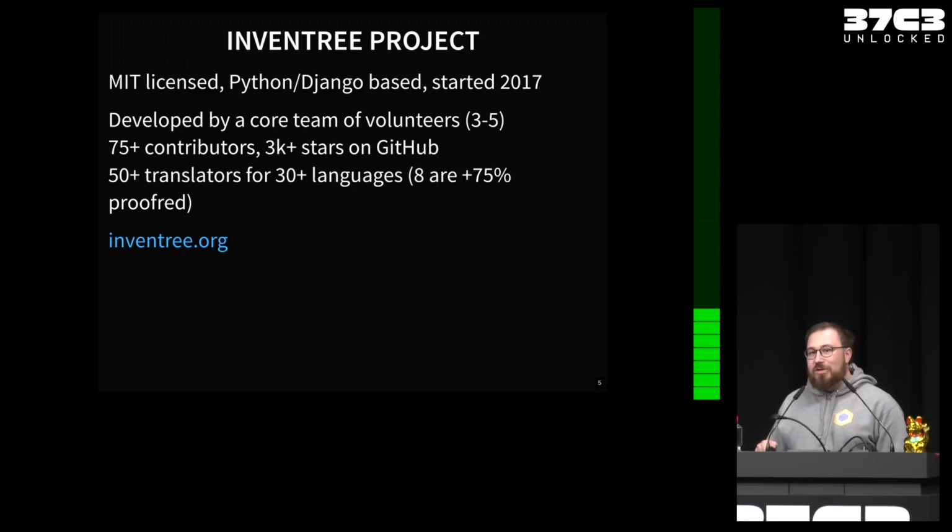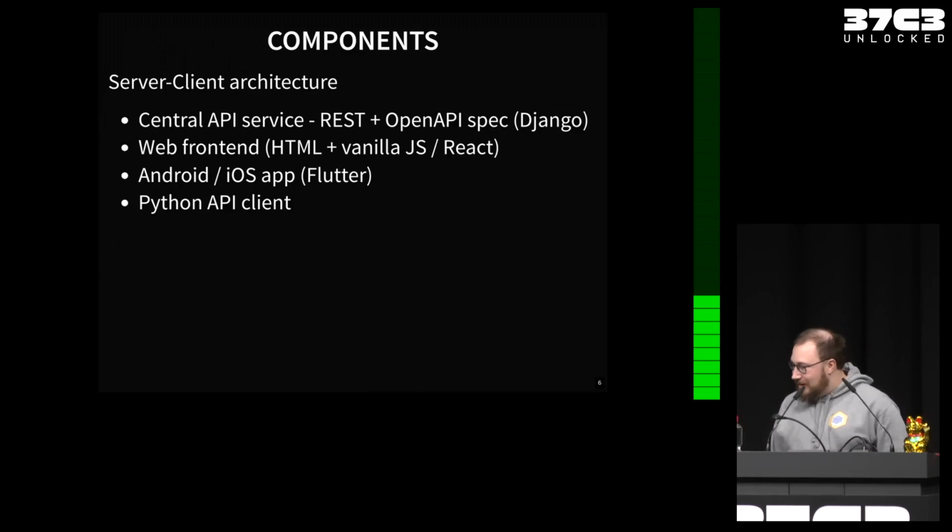We are always searching for translators. It's very hard to translate and proofread a lot of languages. So if you can do that, we would appreciate that. InvenTree.org. The main components of the system are simple.